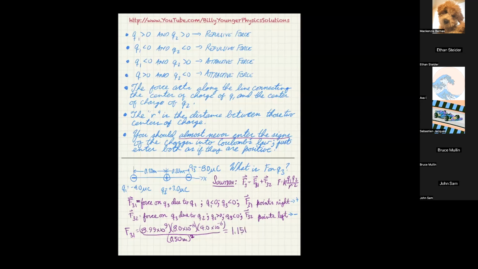1.151. That's 2 sig figs more than I actually can have. So it's only 2 sig figs, and I've got 4 digits I've written down here. And because the K had units of Newton meter squared per Coulomb squared, the Coulomb squareds cancel out with the 8 and the 4. The meter squared cancels out with the 0.5 squared in the bottom, so I just get Newtons. And this is the one, the 3-1 is the one we said points in the positive direction. So I'll just put that up here to remind us that it's the positive direction.